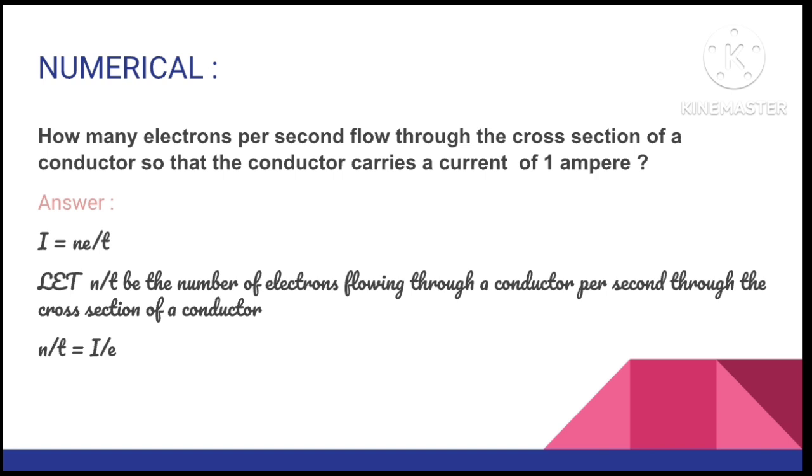I is given in the question as 1 ampere, and e is 1.6 into 10 raised to power minus 19 coulomb. On solving this, we get the final answer, that is 6.25 into 10 raised to power 18 per second. That is, a flow of 6.25 into 10 raised to power 18 electrons per second through a conductor gives rise to 1 ampere electric current in a conductor.